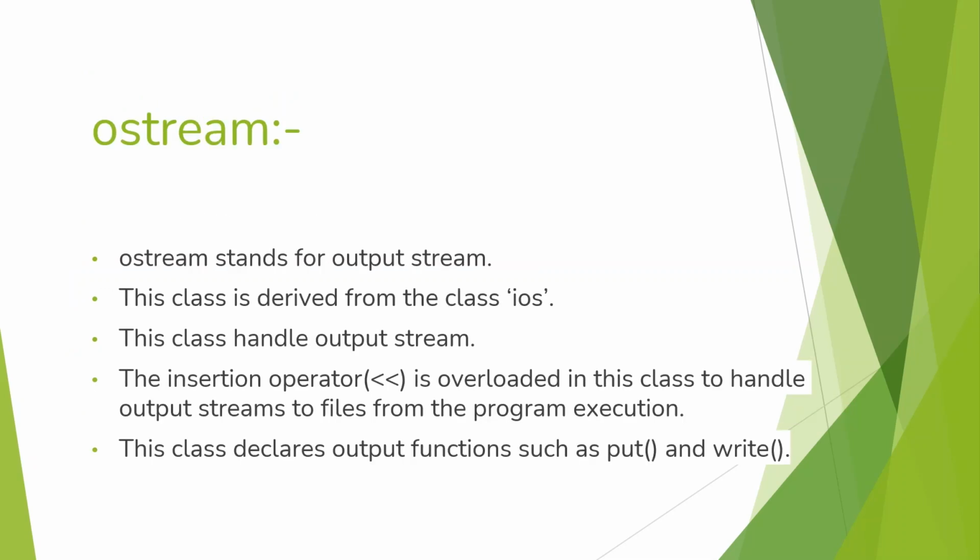Next is the ostream. So ostream means it is an output stream. It is also derived from the base class ios. So this ostream is a derived class, an output stream. It uses the insertion operator to show the output. The insertion operator is overloaded the same way to handle output stream to file for the program execution. So this declares the output functions. For input functions we have get, getline and read, and for output functions we have put and write functions.